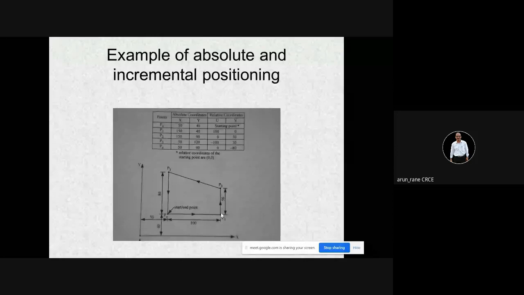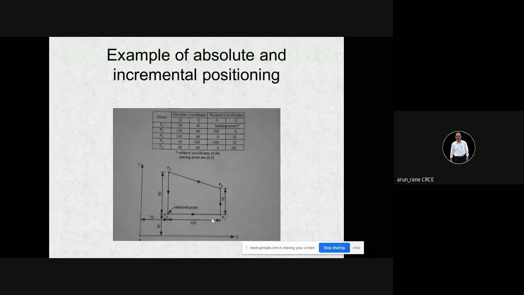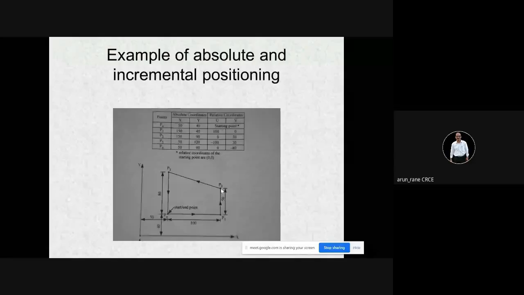100 plus 50. So that will be G90 X150 and Y will be 40. Then this will be G90 X is 150 and Y will be 40 plus 50, that is 90. Then P3, this will be G90 X50 and Y will be 80 plus 40, that is 120. So that is this.